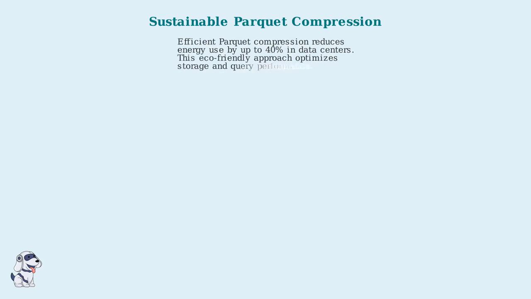Sustainability is becoming a key focus, with efficient Parquet compression reducing energy consumption in data centers by up to 40%. Advanced encoding and compression methods, like ZSTD, significantly lower storage costs and environmental impact while maintaining fast query performance.